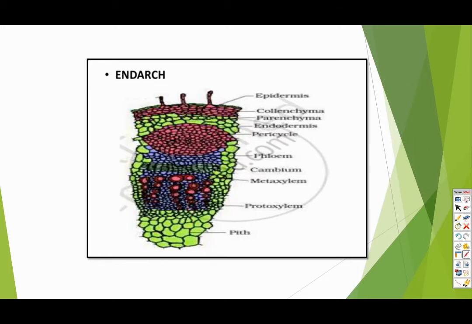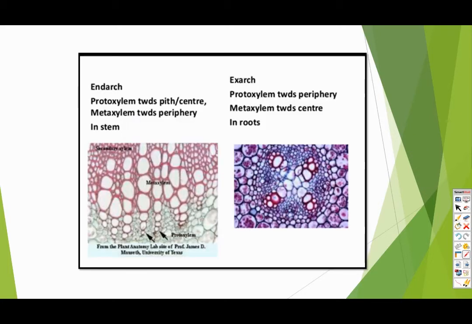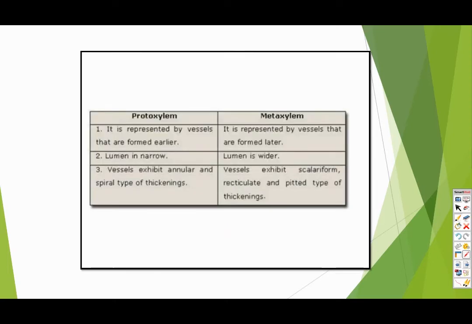Protoxylem and metaxylem. Protoxylem are nothing but your early formed vessels. The one which is formed later is called your metaxylem. In protoxylem the lumen will usually be narrow, whereas in metaxylem it will be wider. Protoxylem usually exhibits annular and spiral thickenings, whereas metaxylem is usually formed later, has a wider lumen, and shows scalariform and reticulate thickenings.